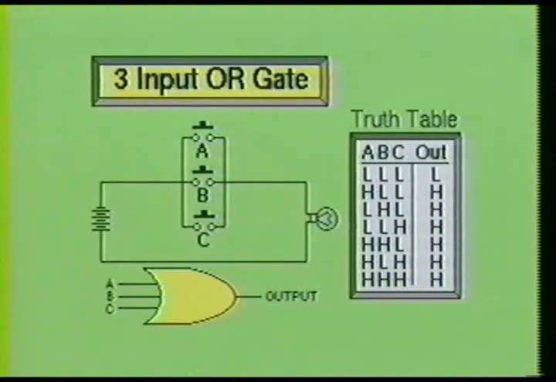Now let's examine a 3-input OR gate. To do this, we will use a simple parallel switch circuit consisting of 3 switches with a lamp as the load at the output. Notice the switches are wired in a normally open configuration.